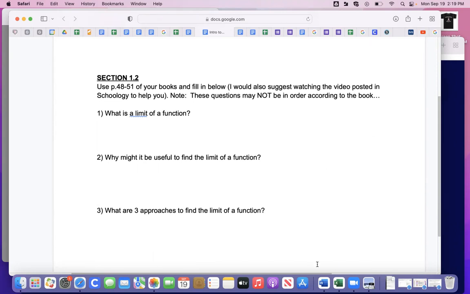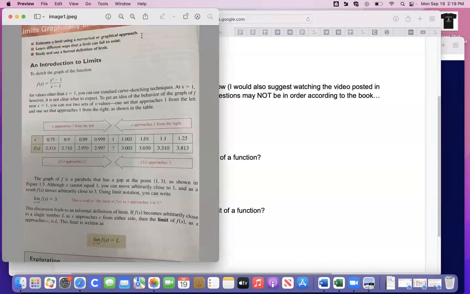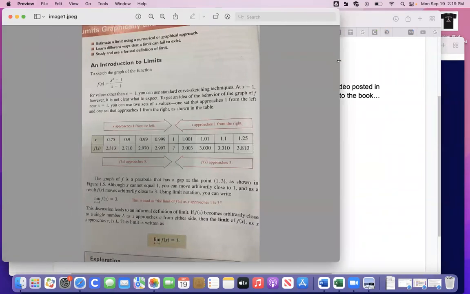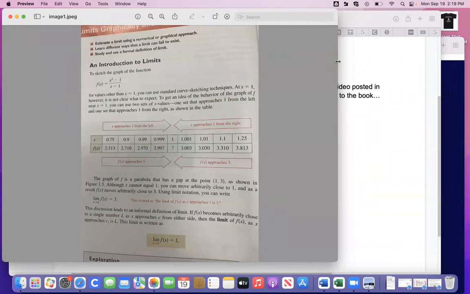So for example, let me pull up this picture, which is our picture of page 48 in your books. There's a picture in your book, there is like a parabola looking thing. And in that parabola looking thing, you'll notice that there is a hole. And there's a hole there because right below here on this function, we know that if we were to plug in the number 1 for x, we would get a 0 at the bottom, which makes this function undefined. But we know that something's happening around that hole. We just don't know what's happening.